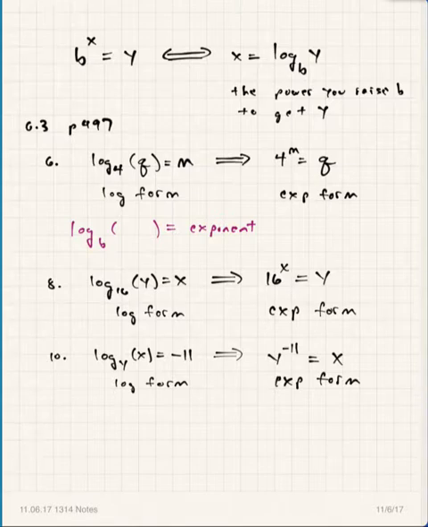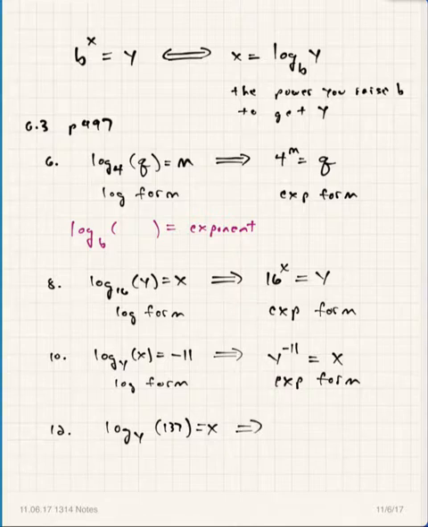All right, let's look at one more like that. Let's look at problem number 12. Number 12, you have logarithm base y of 137 is equal to x. So that's our log form. The exponential form here then would be the base is y, raised to the x power equals 137. Y to the x equals 137 would be the exponential form.